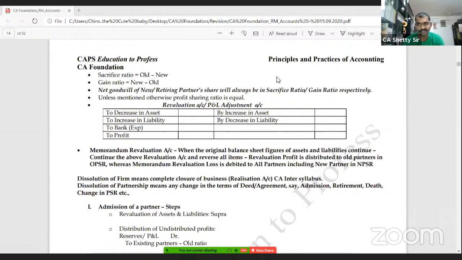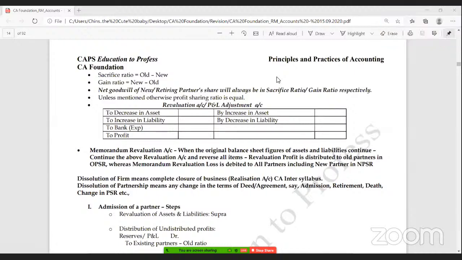Make a box. Revaluation profit is accounted without affecting assets and liabilities. This entry looks like without affecting assets and liabilities. This entry looks like what? Anybody? Goodwill entry. Goodwill. As simple as that.